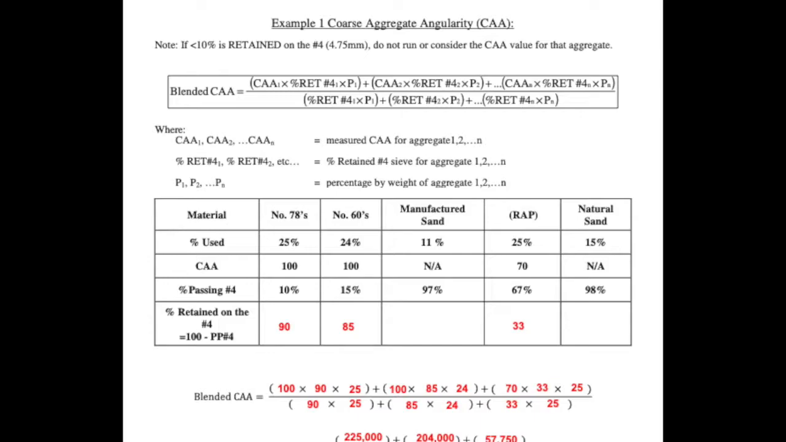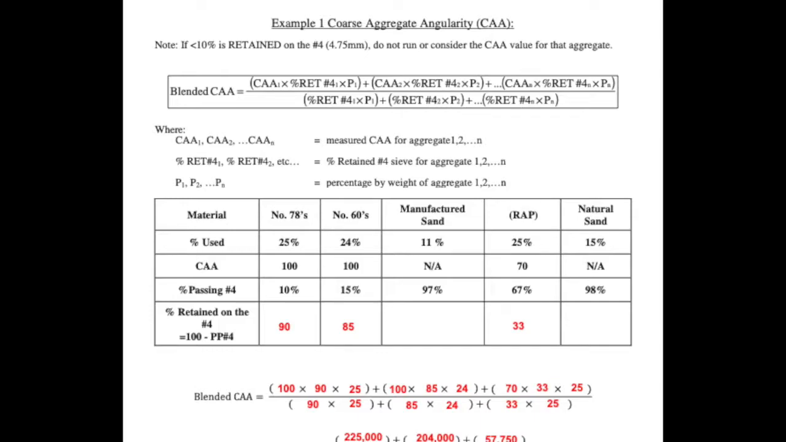On that table, it tells us that we have 10% passing the number 4, so we're simply going to subtract that from 100, which gives us a 90% retained on the 4 for our number 78. On the number 8, which is also a number 60, we know that 15% is passing the 4. We're going to subtract that from 100, which is 85% retained, and also on the wrap. Knowing we have 67% passing the 4, subtract that from 100 is going to give 33% retained.